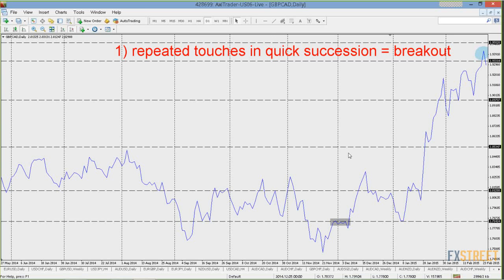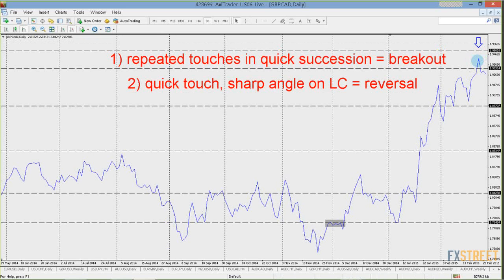Again, this is not a pattern. This is just a clue, right? So repeated touches in quick succession equals breakout. Quick touch and a sharp angle on the line chart equals possible reversal. Does this make sense? Or is there anything here that is kind of weird or doesn't make sense? Go ahead and type your questions in now because I want to make sure that this is really, really clear.